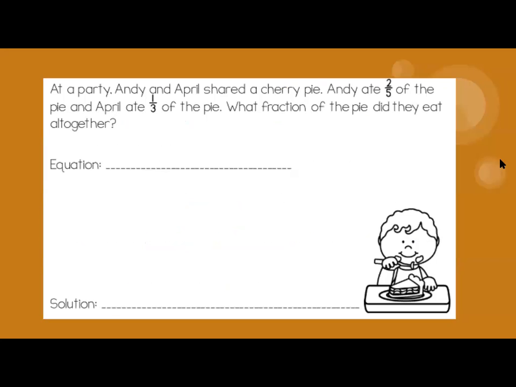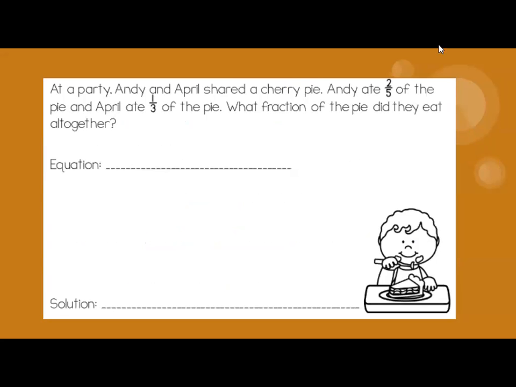So if we take a look at this first word problem: at a party, Andy and April shared a cherry pie. Andy ate 2/5 of the pie, and April ate 1/3 of the pie. What fraction of the pie did they eat altogether?